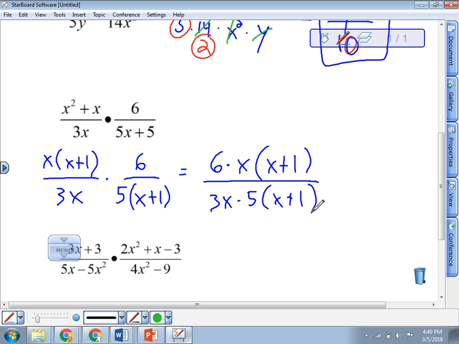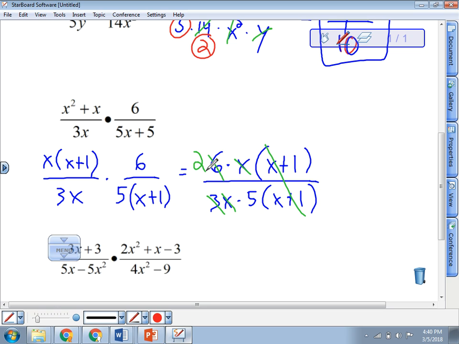Anytime we have the same polynomial top and bottom, or the same expression, it'll cancel out. So those x plus 1s are going to cancel. You can see that this x right here will cancel with this x. We're still going to have the 5, which hopefully you guys can recognize that 6 and 3 will reduce. 3 is a common factor that goes into both. 3 goes into 3 once, so that's gone, and 3 goes into 6 twice, so that factor of 2 remains.